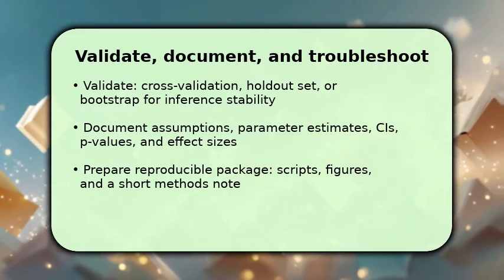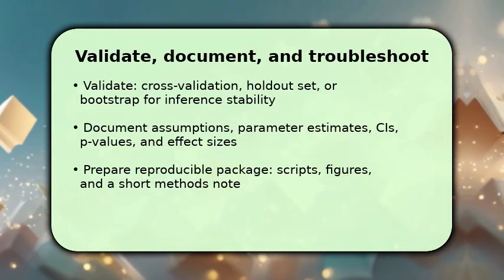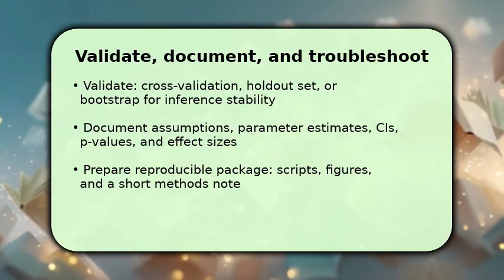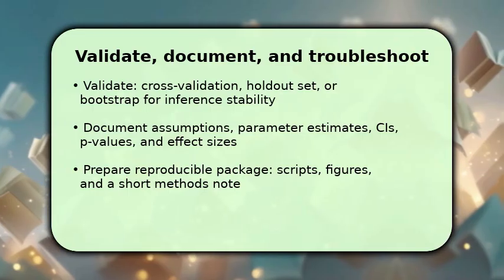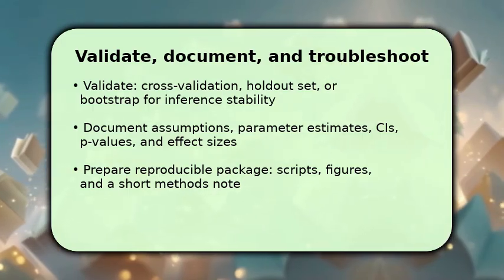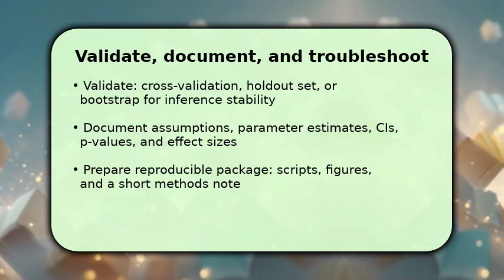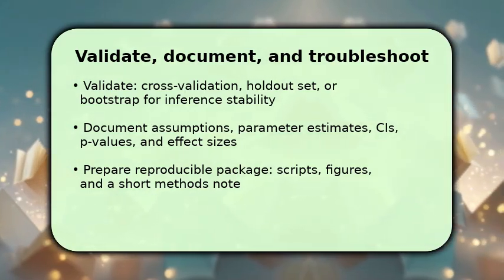Then write up results, report parameter estimates, confidence intervals, effect sizes, and any sensitivity analyses. Make a tidy reproducible package of scripts, data cleaning steps, and figures. If results look unstable, check sample size, influential points, or model misspecification. Rerun with simpler models or robust estimators as a troubleshooting step to isolate the source of instability.